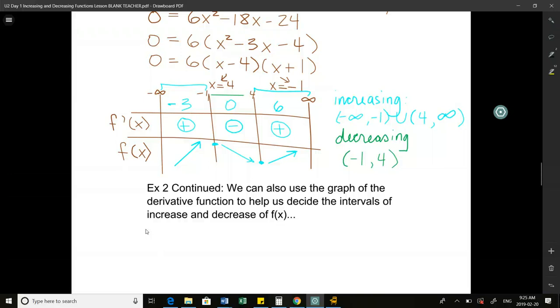Can someone explain to us why we don't use square brackets for negative 1 and positive 4? Mary. Right. The derivative at those points is equal to 0, so it's neither increasing nor decreasing at those critical numbers. Okay, good.